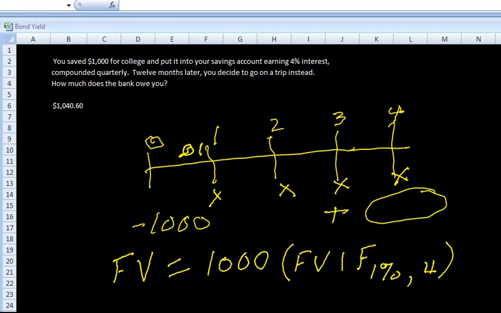So if we enter that in our function box, we found our future value, which is equal to 1,040 and 60 cents. Okay, so that's how we find the future value of a sum, and we'll see you in the next slide.